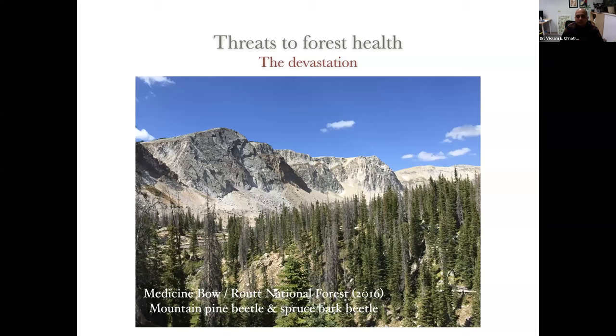This is a picture from the Snowy Range Mountains near Laramie, the Medicine Bow Routt National Forest. You can see lots of dead spruces here, from the bark beetles or the mountain pine beetles, wherever the pines are dead. More in Colorado, where the lodgepole pine is very common.